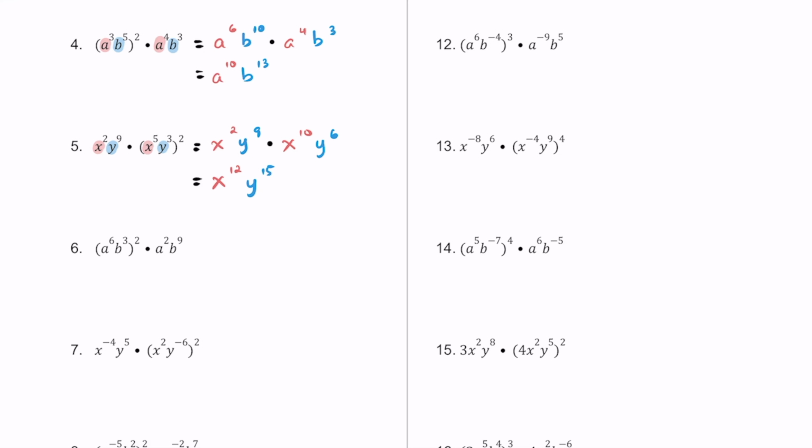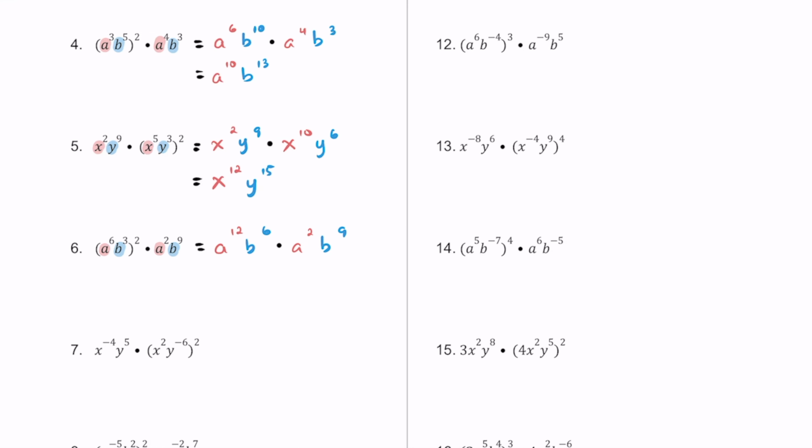For number 6, let's focus on the left side here first because we can use that power of a power property. Here we have identified our same bases. So let's start with this a to the 6th power raised to the 2nd power. We're going to do 6 times 2, that's going to be 12. So starting off, we're going to have a to the 12th power. And then we have this b to the 3rd power, but we have 2 of them. So 2 times 3 is going to be 6. So that's going to be b to the 6th power. Then we're going to follow up by multiplying by this a to the 2nd power that we haven't done anything with, and multiply that by b to the 9th power.